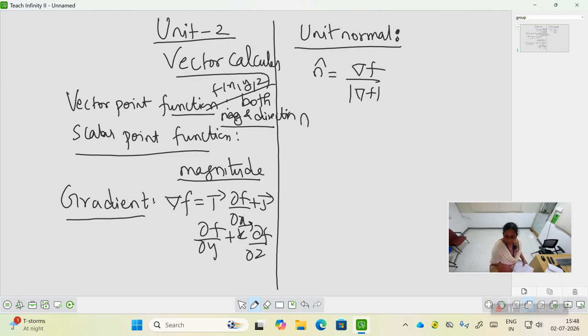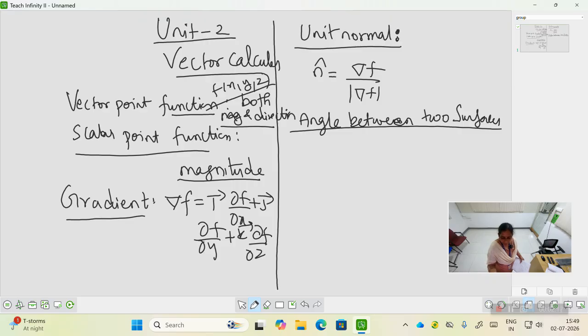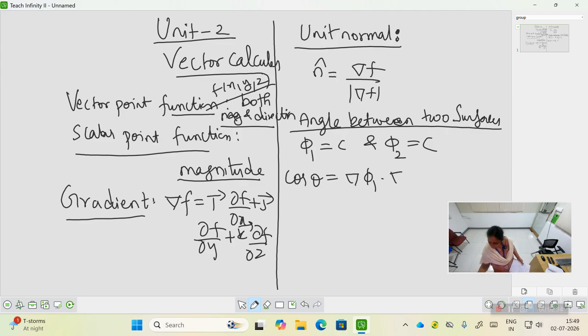With this information, the next definition is angle. How to find the angle between two surfaces. Say for example, take one sphere, and the other scalar function is a cylinder. How to find the angle between the two surfaces? The first one is the scalar function phi 1, and the second is another scalar function. So the formula is cos theta equal to del phi 1 dot del phi 2 divided by modulus del phi 1 times modulus del phi 2, right? So this is the definition I want to give you.